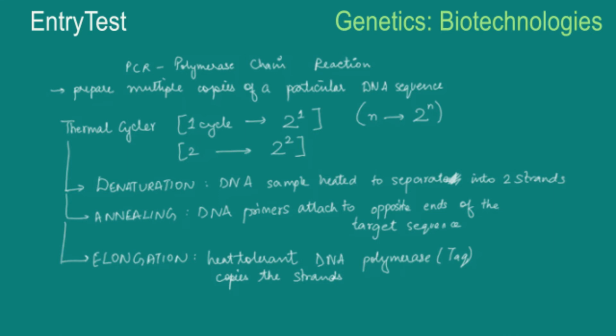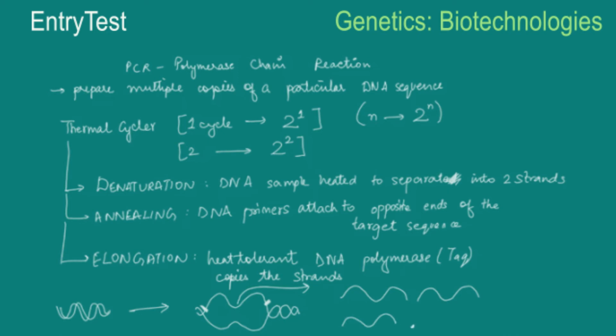So let's see what the diagram is. If you have this DNA segment, it's going to unwind just like it happens in DNA replication. And these 2 segments will be cut by using the DNA primer, so they act as scissors. And this is now going to be copied into many strands. You can get multiple copies of the strands depending on the number of times you run the reaction. So that is polymerase chain reaction.